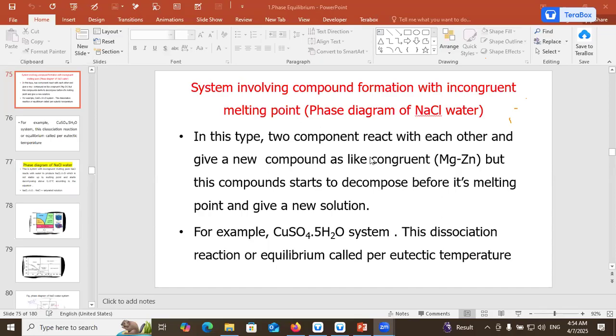Hello. Systems involving compound formation with an incongruent melting point: phase diagram of sodium chloride water. In this type, two components react with each other and give a new compound, as in the congruent case of magnesium zinc, but this compound starts to decompose before its melting point and gives a new solution. For example, the copper sulfate water system. This dissociation reaction or equilibrium is called peritectic temperature.